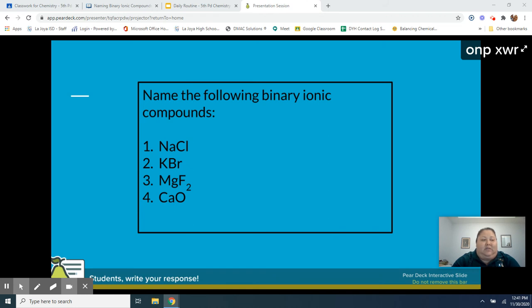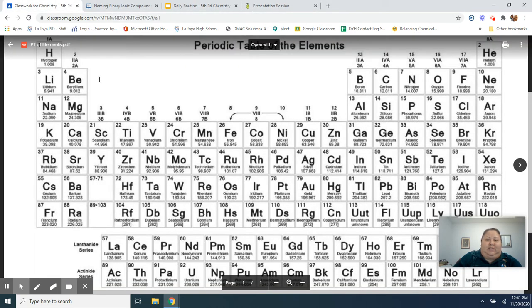Number 2, Alexia, help me out. KBr. What's the name of the element K? All right, and if we go to the periodic table here, K, element 19, Alexia, type it up. Right here. Br, element 35. Type it up. I'll help you with the rest. What's the name of K? What's the name of Br? Element 19, element 35.